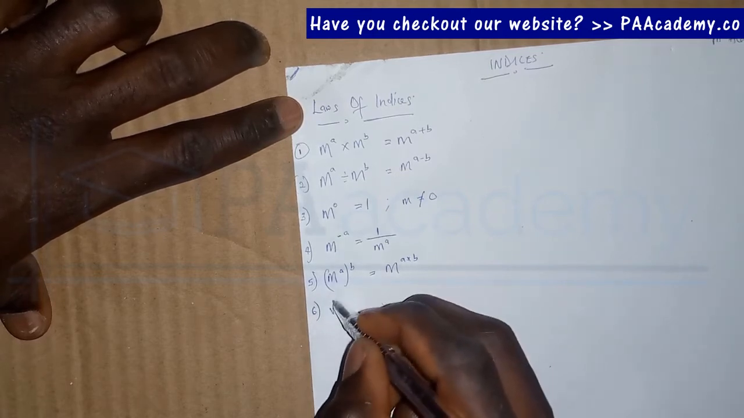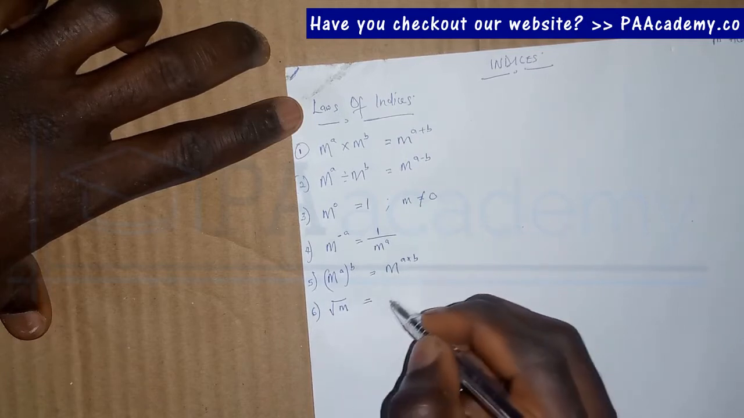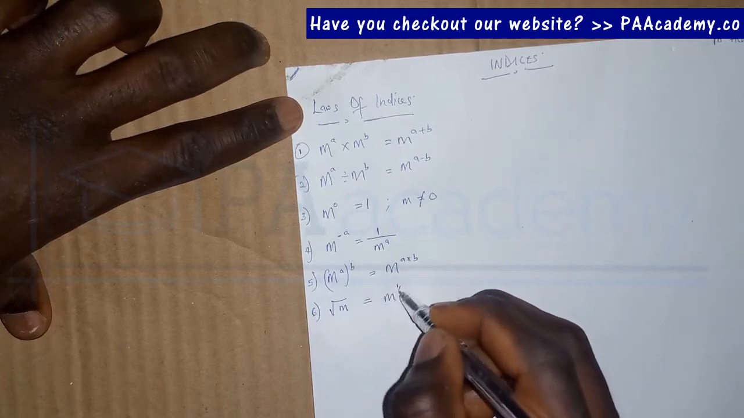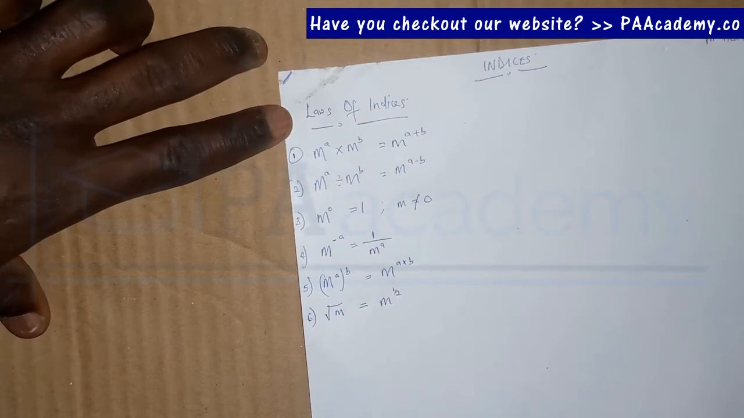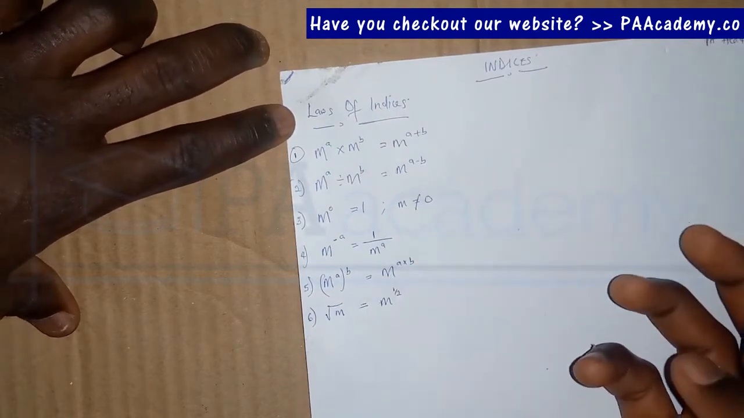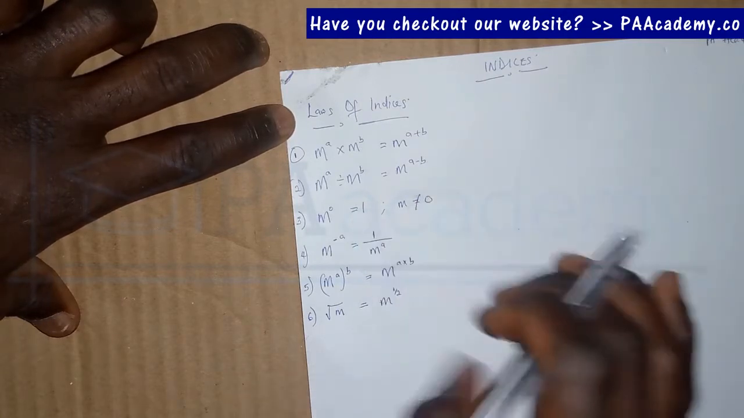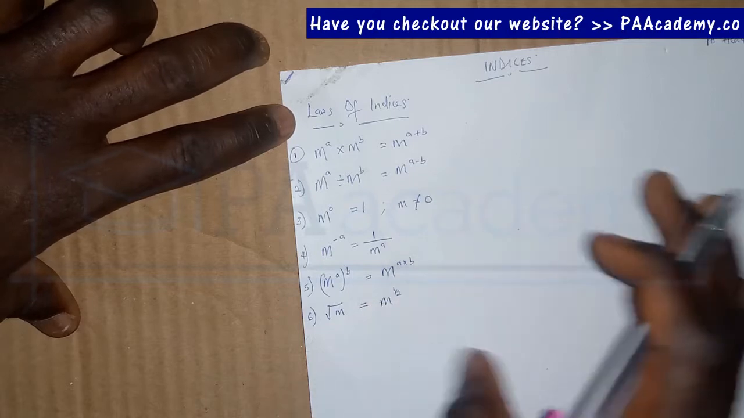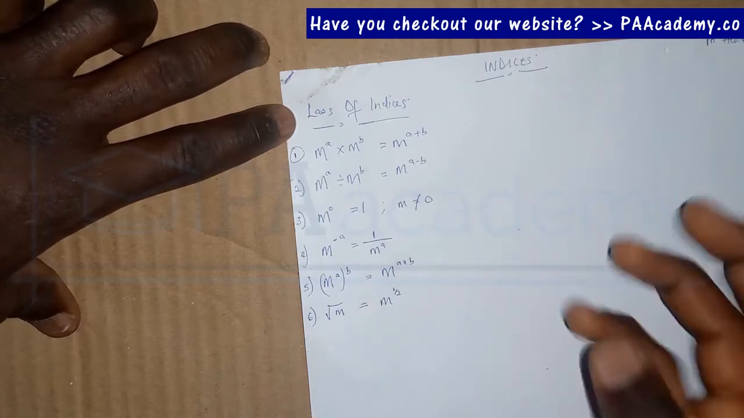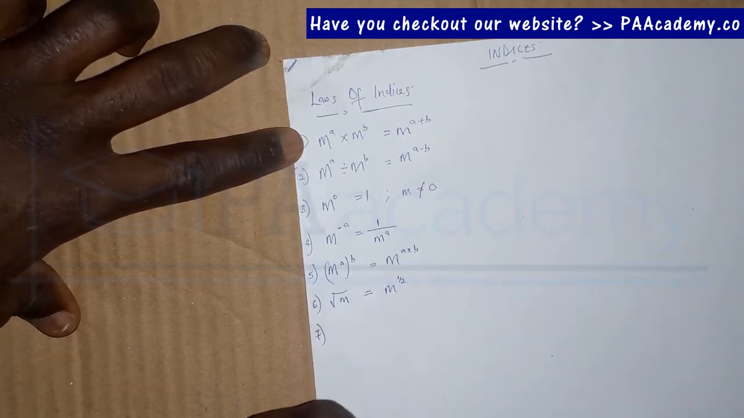If you're having the square root of m, it is the same as writing m raised to power 1 over 2. Let me also remind you again that all these where we're having alphabets are actually numbers, but just to explain the laws, that's why we are using alphabets. When I start to explain and analyze it, we are going to be using real numbers. Right, so let's look at the seventh law.